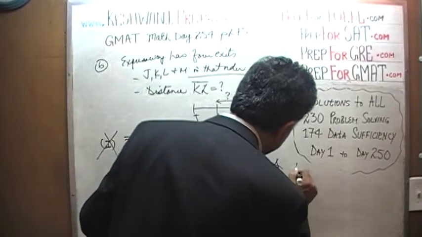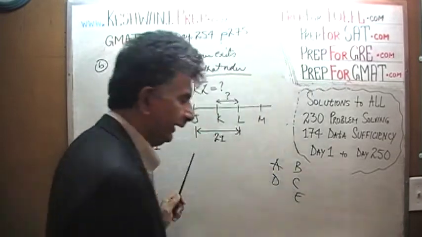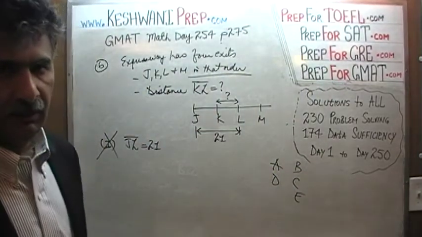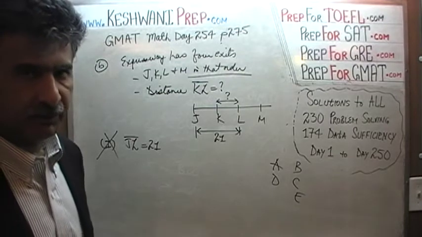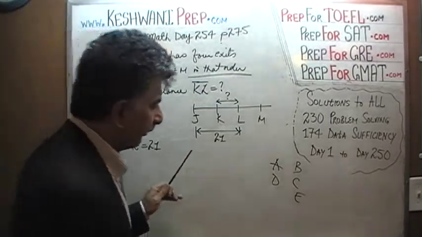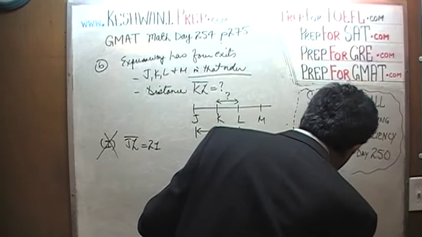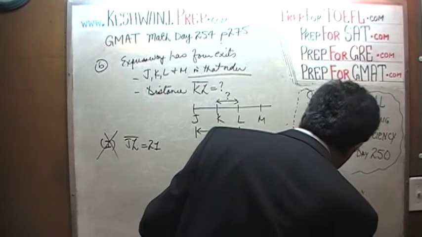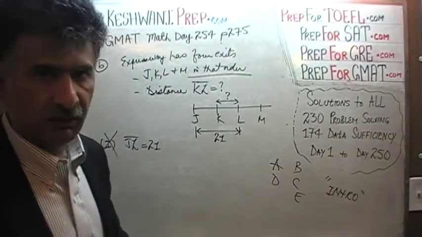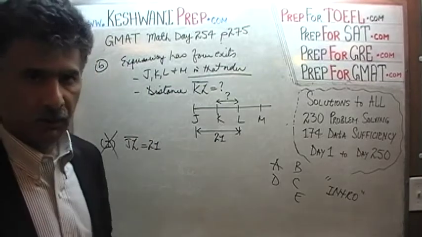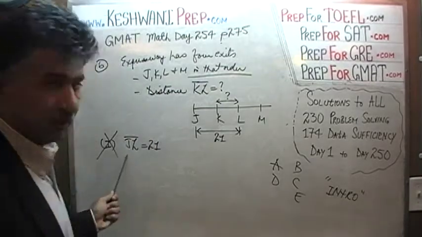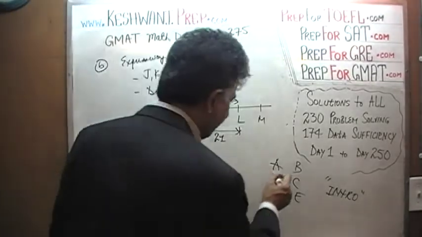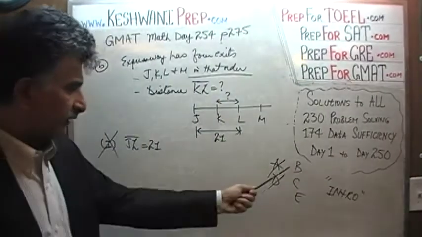A, D, B, C, E. Again, one more time, as I explained yesterday, if you do not know what I'm doing here, it is very important that you watch the intro. Just type in data sufficiency intro along with my name, Keshwani, and watch that video. Since the first statement is not sufficient, we know that the answer cannot be A or D. The answer would have to be either B, C, or E.